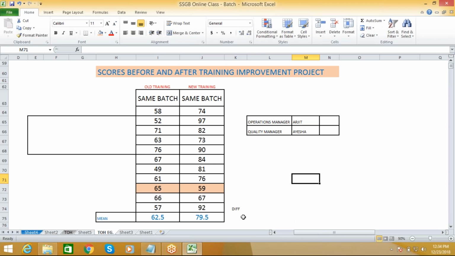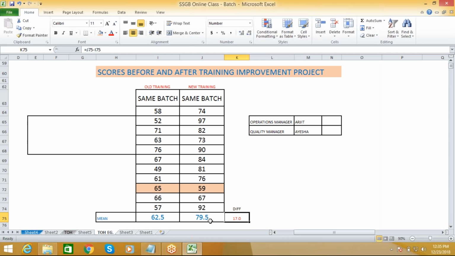Next, let's see what is the difference between the two. Let's see what's the mathematical difference between the average scores. So let me just put a difference over here in this cell. So the difference is clearly 17, a difference of 17, correct? Right? Okay, now this is the mathematical difference. So everybody knows that 17 is the mathematical difference.